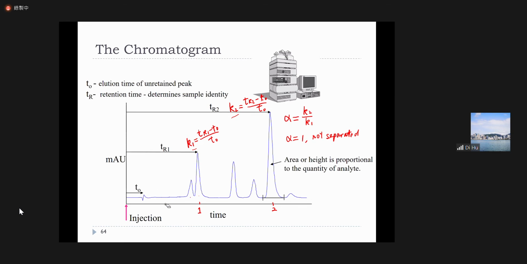Okay, but you also don't want the K to be too long, because that takes forever for you to finish one injection. And if you have multiple samples, and it's too long, right? So we want the K value to be reasonable. Normally for the last one, we keep it to be about 10.